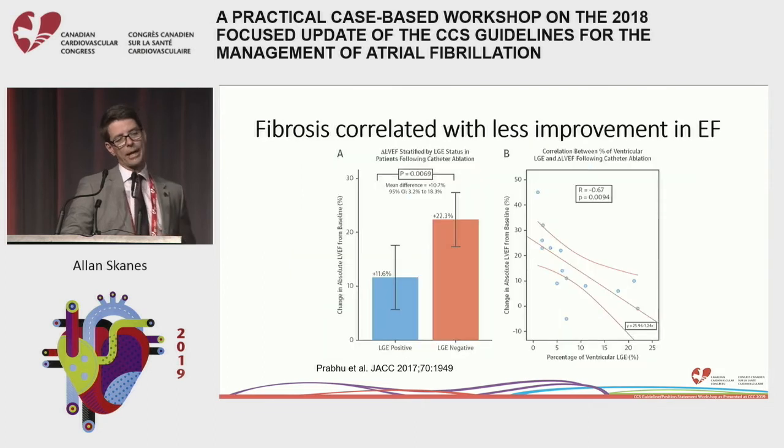And in this slide, they looked exactly at that, and they found that the patients who were LGE negative, that's the orange bar, had a much greater improvement in their ejection fraction. And you can see that the number is 22% on an ejection fraction, huge. Small numbers of patients, but a really impressive signal. On the right, you can see the more fibrosis, the less improvement in their ejection fraction.